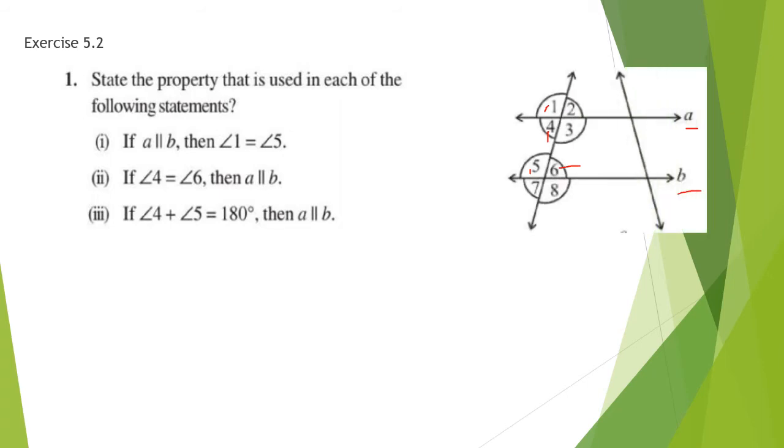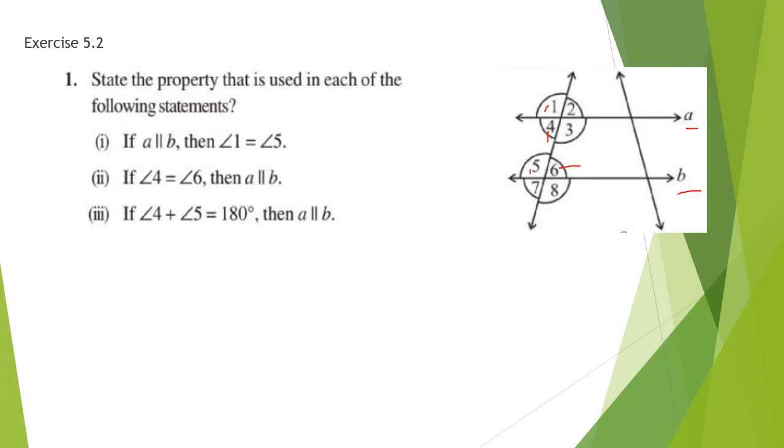Okay, here look at this figure, children. They have given a figure, and what are the two parallel lines given? A and B are the two parallel lines, and here we have two transversal lines. They have marked 8 angles, and they are saying if A and B are parallel lines, then angle 1 is equal to angle 5.